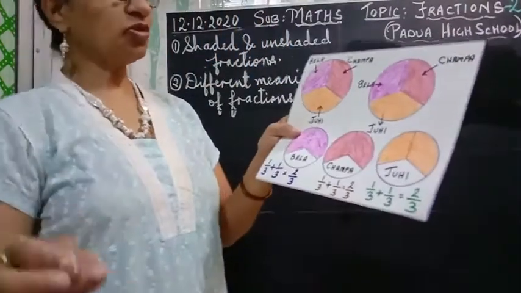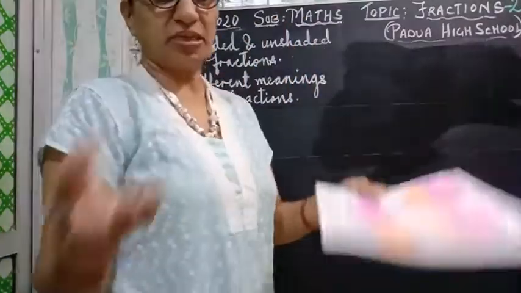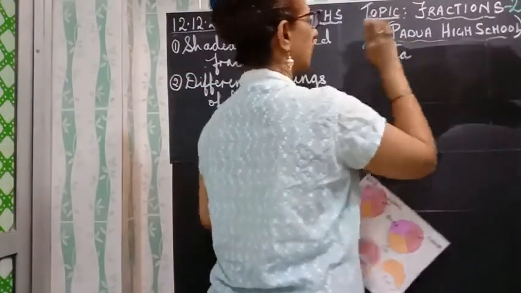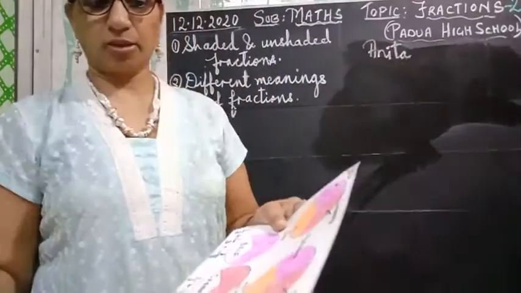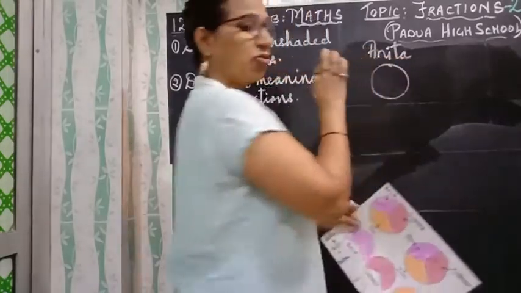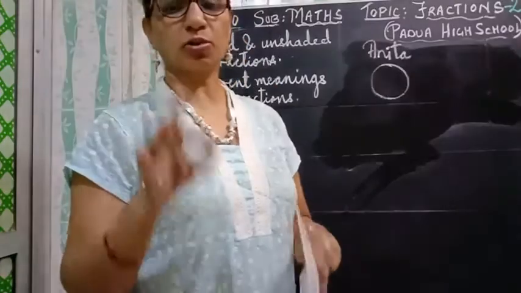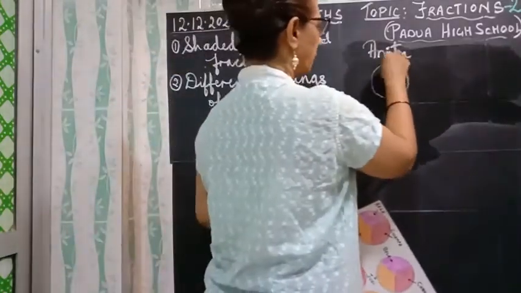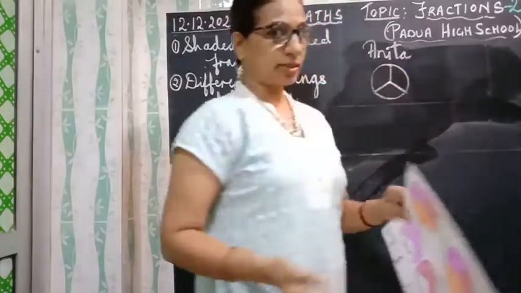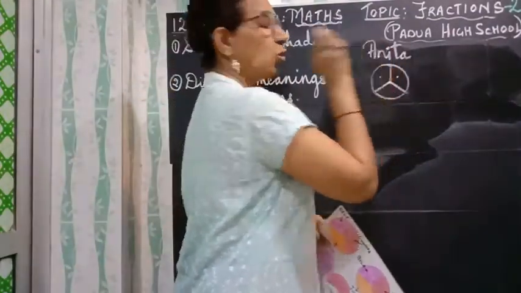Now first of all, before starting, if we have one girl by the name of say Anita, and Anita wanted to have a chapati. Her mother gave her a chapati, but she did not want to eat the full chapati. So what her mother did was, she made 3 equal parts of the chapati. Understand? Now Anita did not want to eat all the 3 parts, so she had only 2 parts.